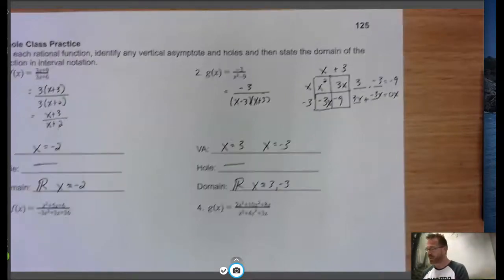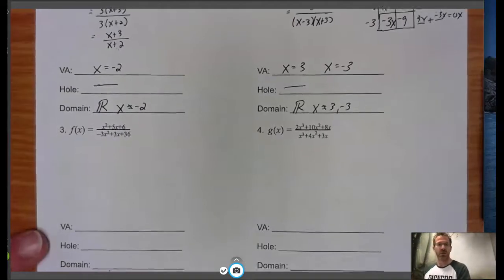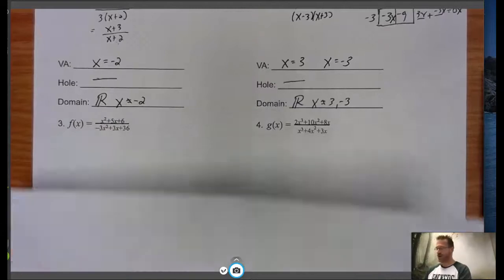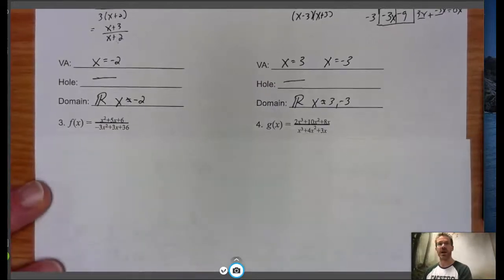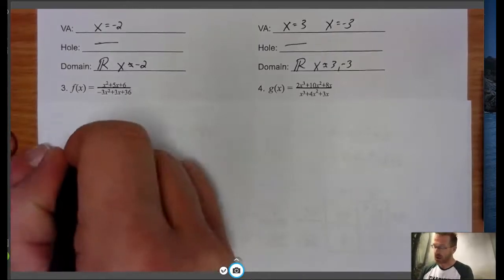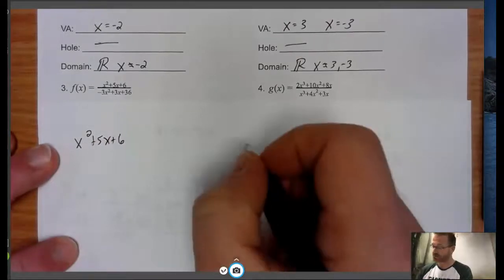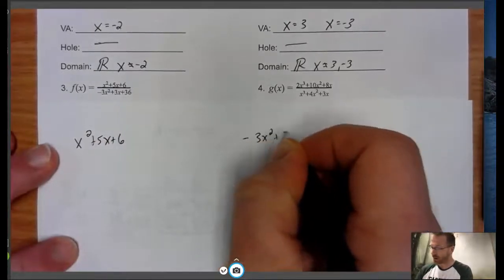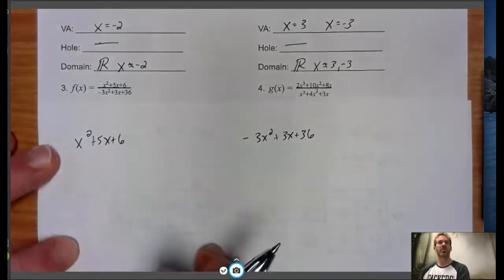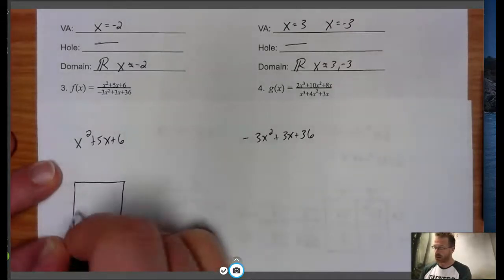Okay, let's move to number 3 here. And this will be the last one we do together. Once again, I'm just going to do the factoring for the numerator and the denominator on another sheet of paper, just to make it a little easier for you guys to see. I can write a little bit larger here. So there's our numerator, and there's our denominator. If we start with the numerator, there's no GCF to worry about, so I can go right into my area model for factoring.